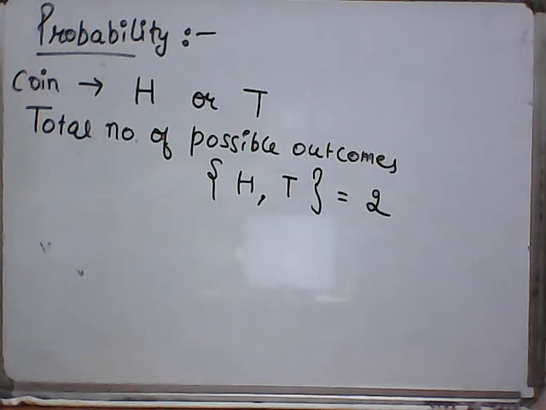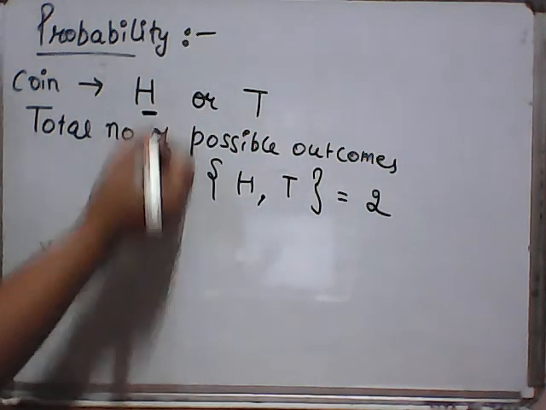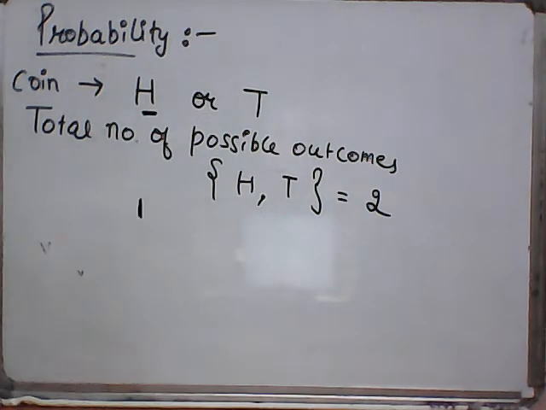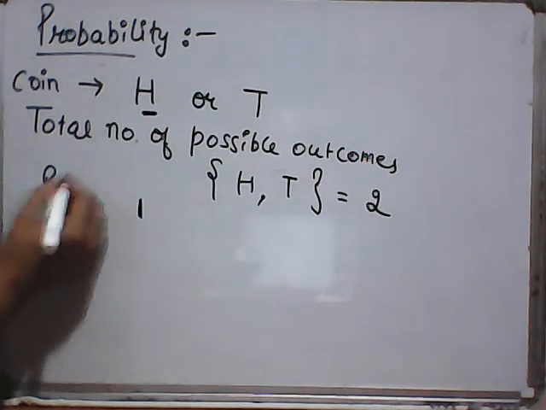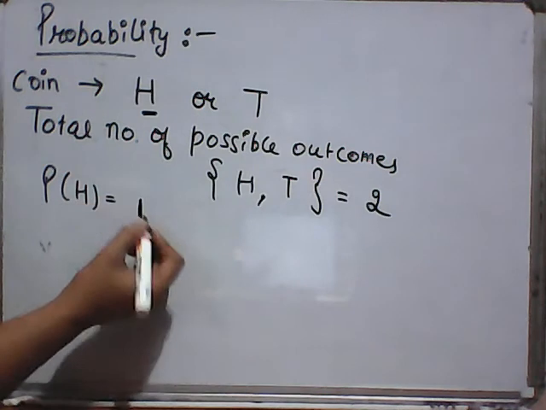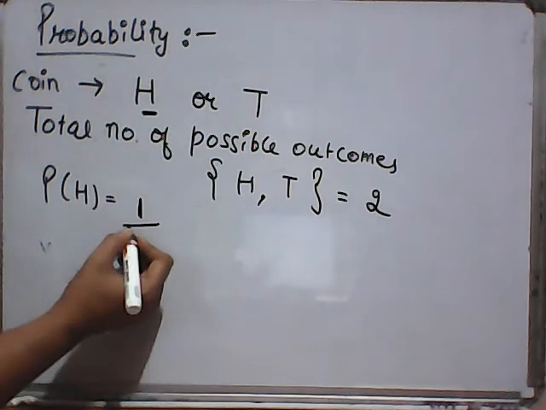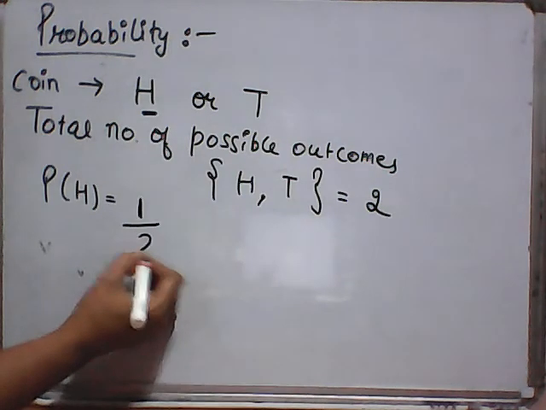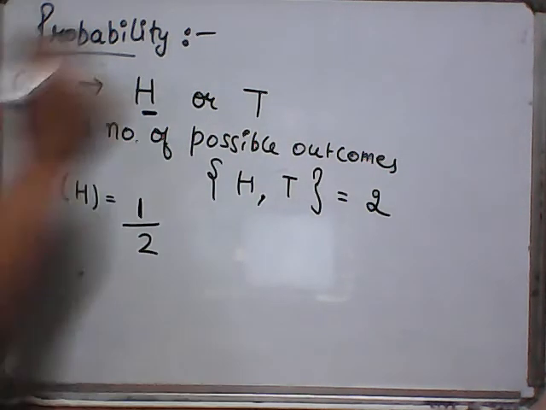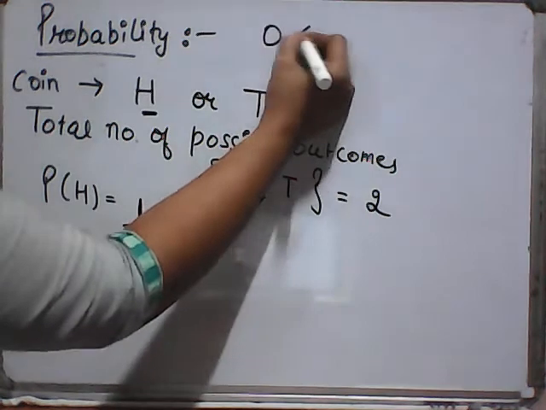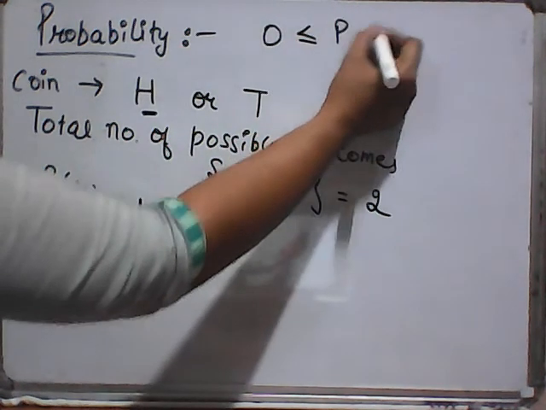When a coin is tossed, you have to find out the probability of head coming. How many times does head come? 1. Head comes when you toss a coin, either head or tail. So what is the probability of head coming? Probability of head is the number of events occurring divided by the total number of possible outcomes, 1 by 2. So you can say probability always lies between 0 and 1.